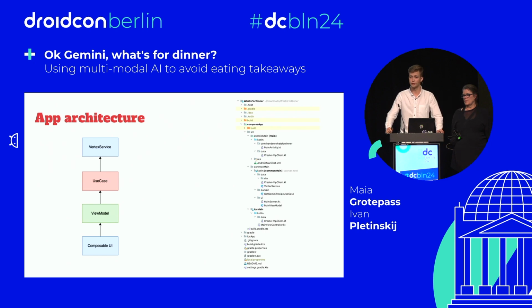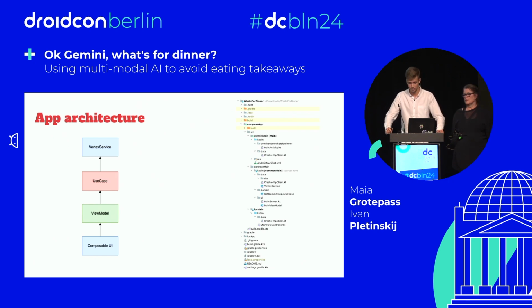So our architecture is simple and straightforward. Composable functions hold the reference to the view model, which receives the UI events of the user and has an observable flow of UI state. Then the use case contains the main business logic. In our example, it is responsible for encoding and making the prompt, and the Vertex service fires the request to the Google Cloud. On the right, you can see the directories.